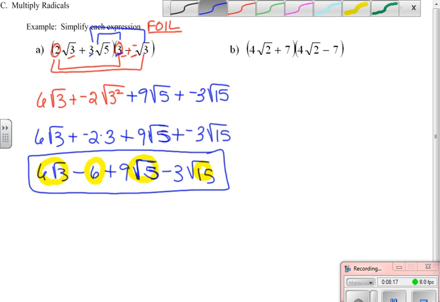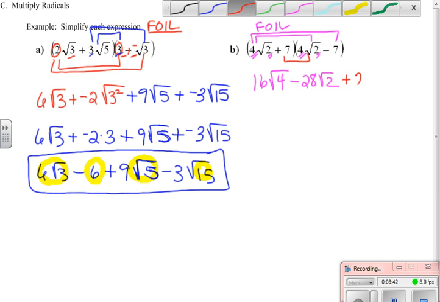Now we're going to go ahead and do the same thing over here. We're going to FOIL. So first 2 terms times each other. Constants times constants. Radical times radical. Outside terms. Minus 7 times 4 is 28, square roots of 2. Inside terms, plus 7 times 4 is 28, square roots of 2. Last 2 terms, minus 49.